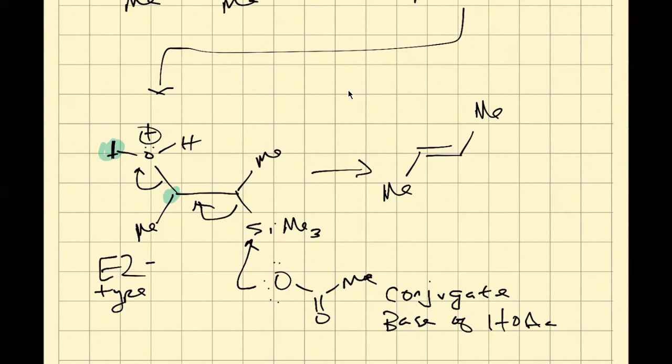But if this carbon right here that I have highlighted was more substituted, then you could imagine oxygen leaving first, right? And leaving a carbocation behind. And then it would be more like an E1 type. But in this case, it's not.